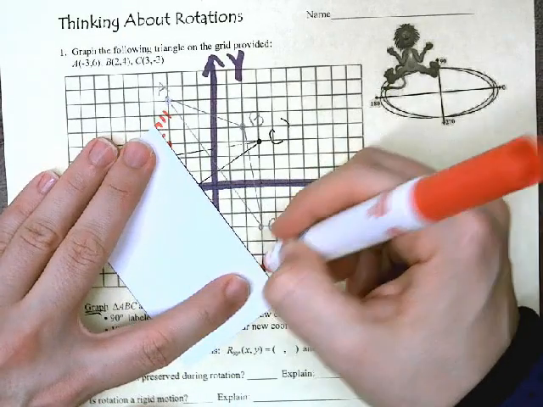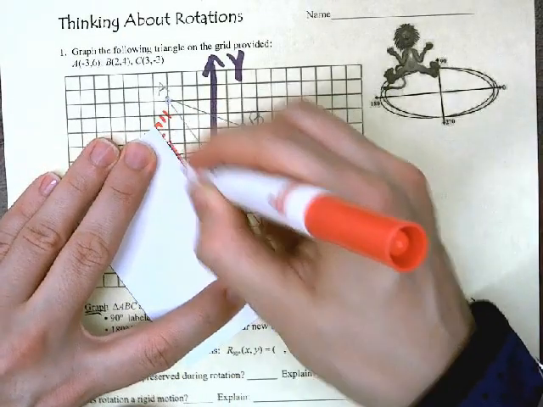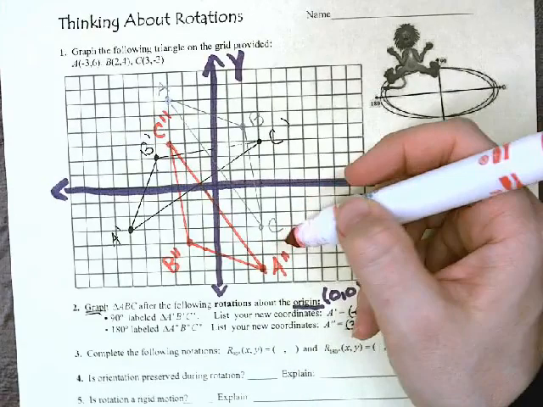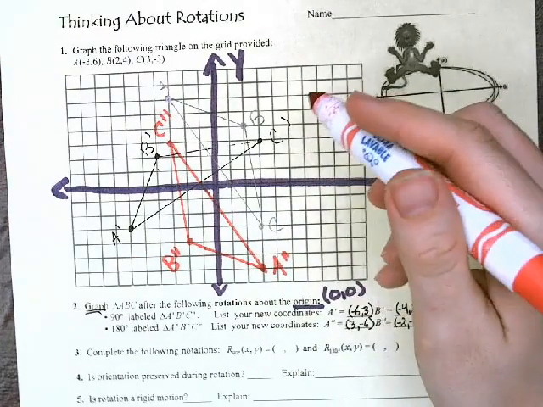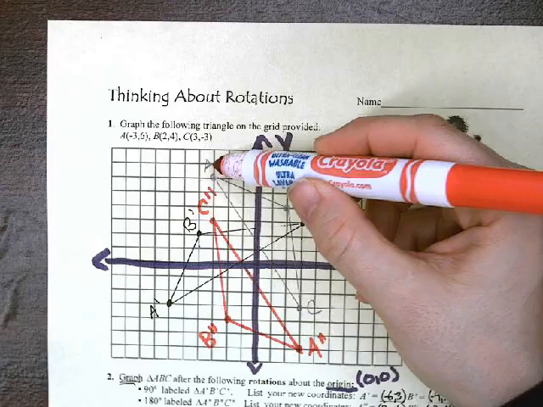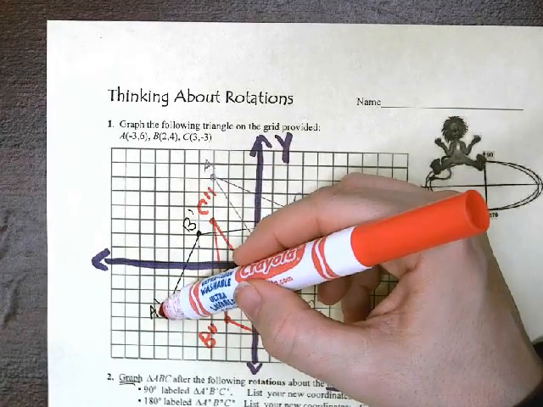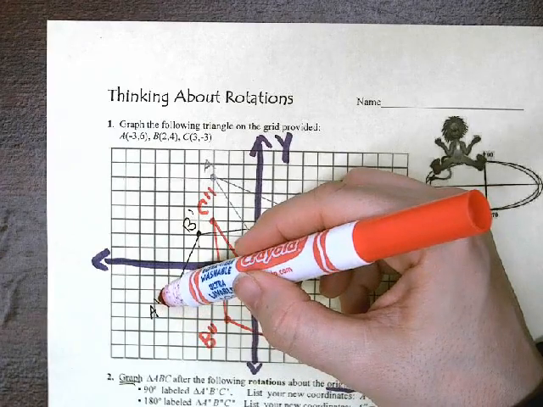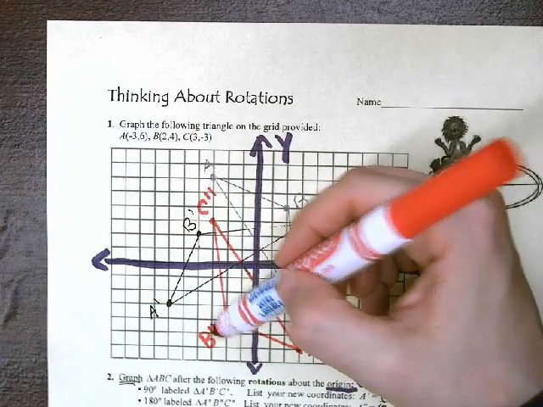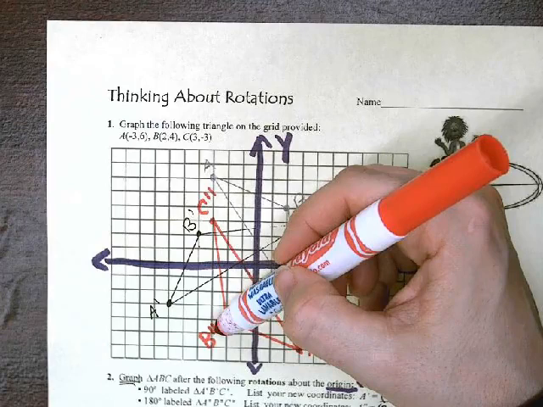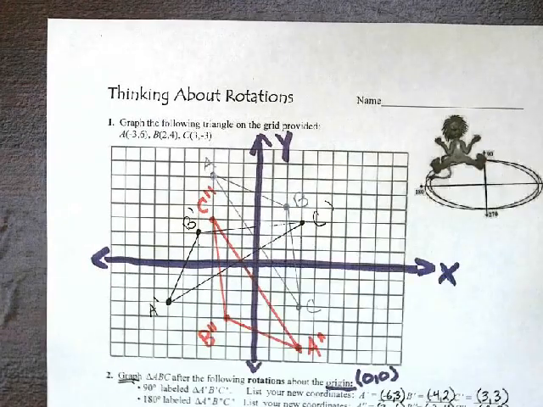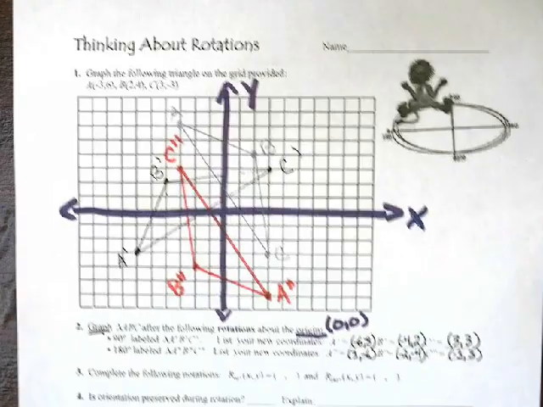So now we have 3 triangles on our paper, and we're able to distinguish the difference between all of them based on their letters. So the original has just an A on it. The first time that we rotated it has a single prime on it. And then the second time that we rotated it, we put double primes on it. That way we could distinguish the difference between all of them.